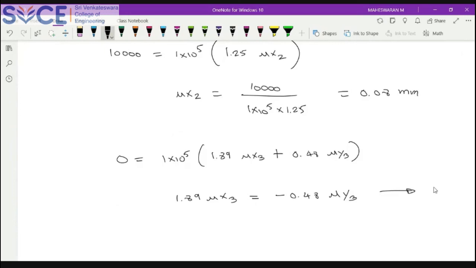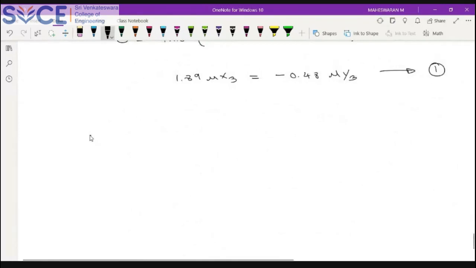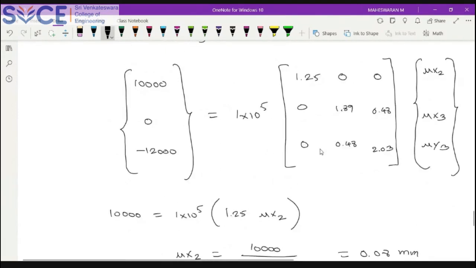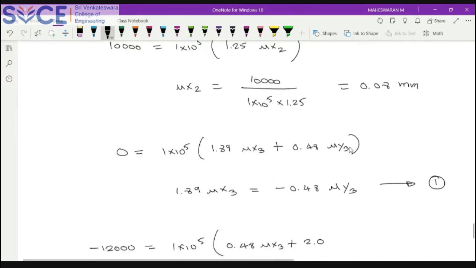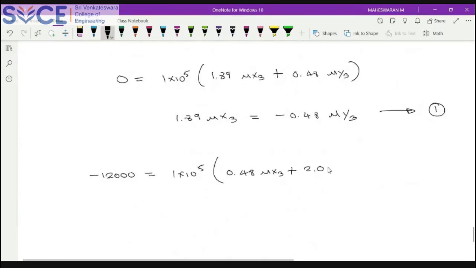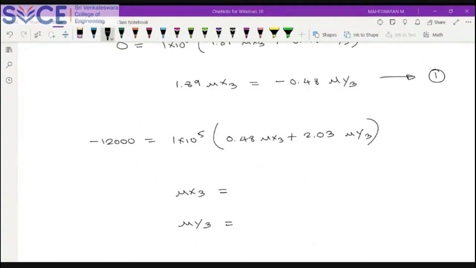Let me consider this as equation 1. For the last term, minus 12,000 is equal to 1 into 10 power 5 into 0 into Ux2, which is 0, plus 0.48 Ux3 plus 2.03 Uy3. This is my second equation. Now substitute this in the other equation and find the values of Ux3 and Uy3.